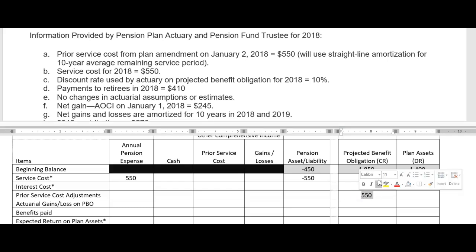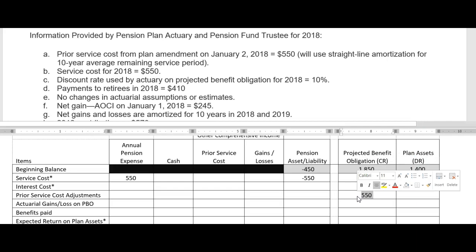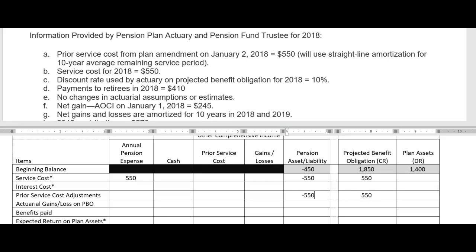This 550 and this 550 are two totally different things. This 550 is just the cost of having one more year of service from our employees. This 550 is because we altered the percent we're willing to pay our employees in the future. Now, both have the same impact on our overall pension, but it is two different 550s in this problem.